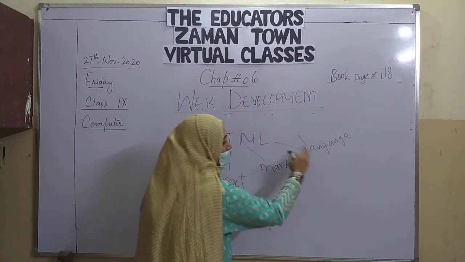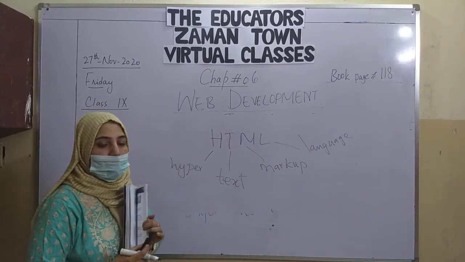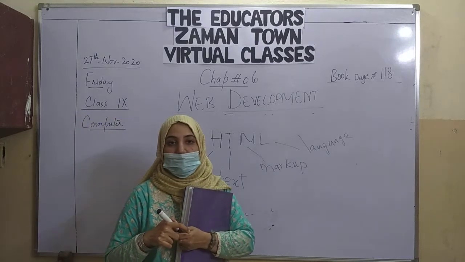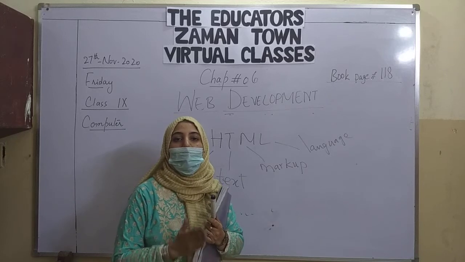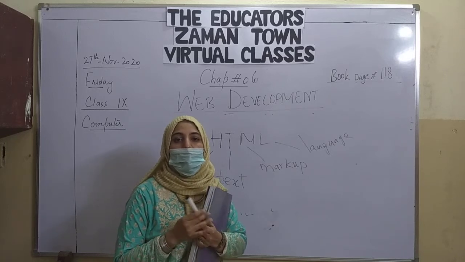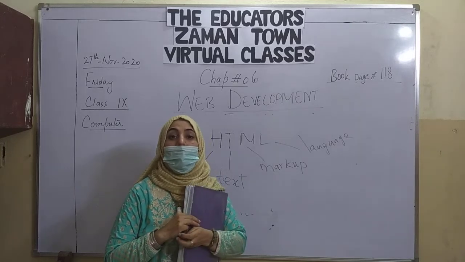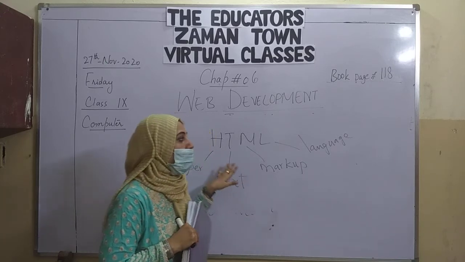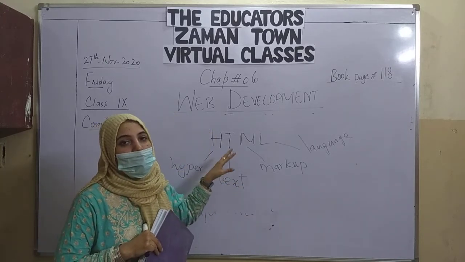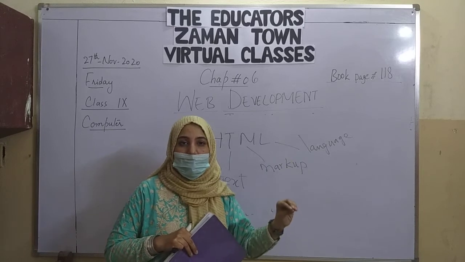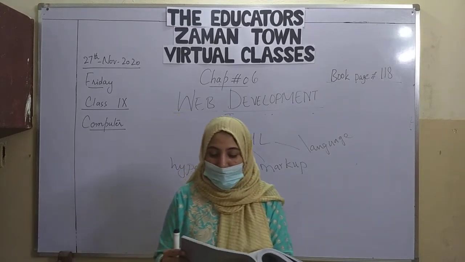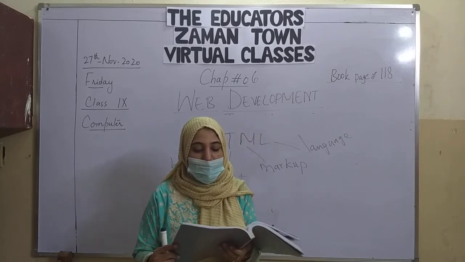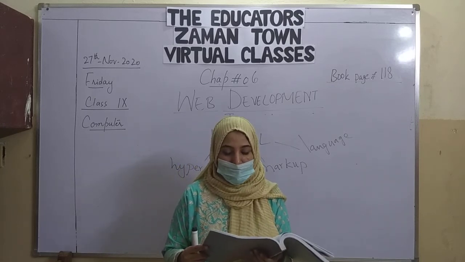Hypertext markup language. This language is a high-level language. The high-level languages are those languages which are nearer to the user, and the user can use these languages for writing any code. So HTML is the most popular language which is used for web development. So how can we use this language? HTML is used to create web pages that are displayed on a website.